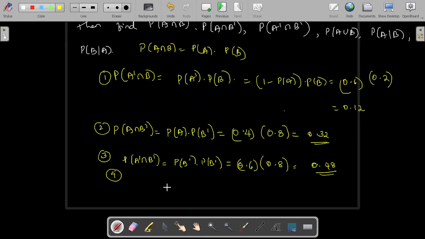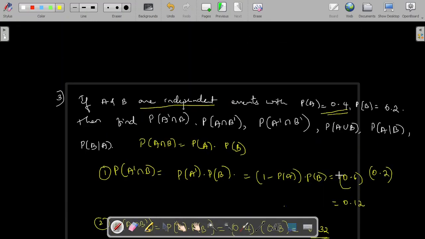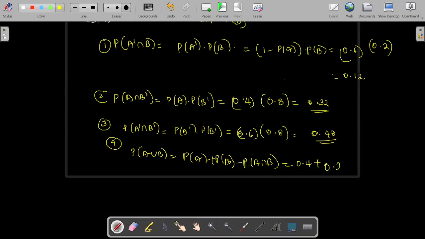Next, fourth question, you have to find out P of A union B. What is P of A union B? P of A plus P of B minus P of A intersection B. Now P of A is given 0.4, plus P of B is given as 0.2, minus P of A intersection B. That is not directly given, but A and B are independent, which means it is P of A into P of B, 0.4 into 0.2. Let us simplify this. 0.6 minus 0.08, which is 0.52.